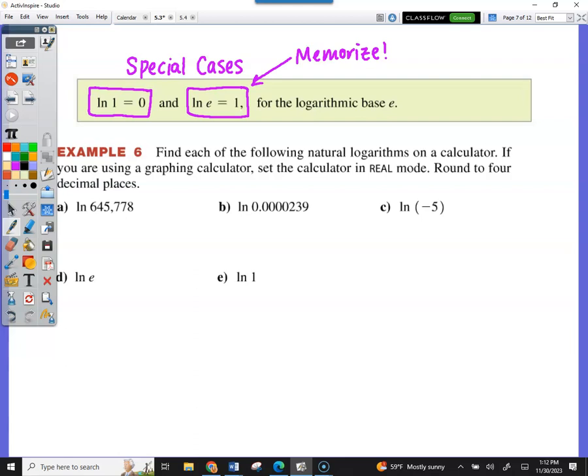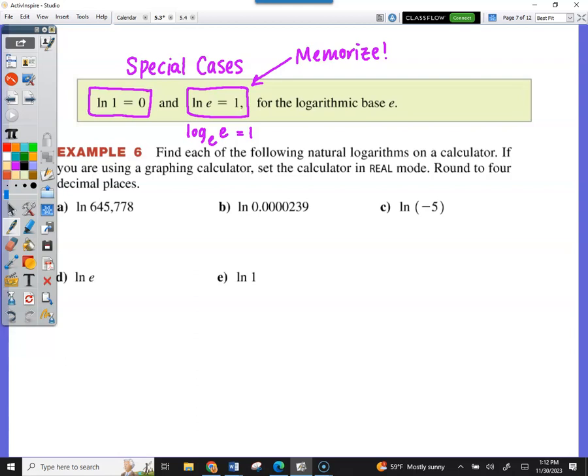Aren't ln and e inverses, so they just cancel each other out? So that's why it's 1. It's because, remember, ln stands for log base e. And if it's of e, remember we learned that when the base and the of match, it's 1. So life is easier if you'll remember ln of e is 1. Okay.